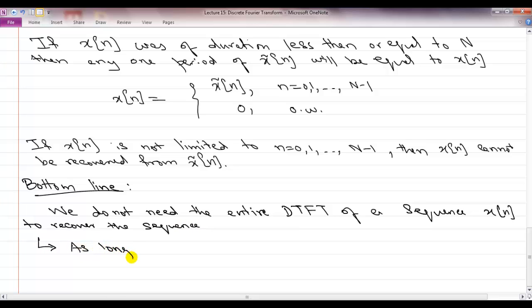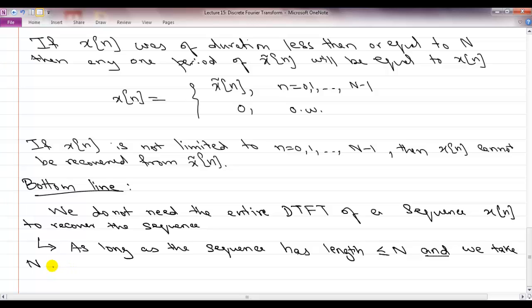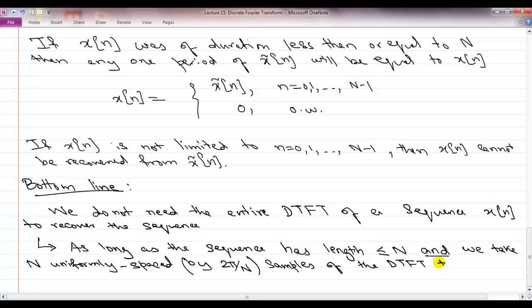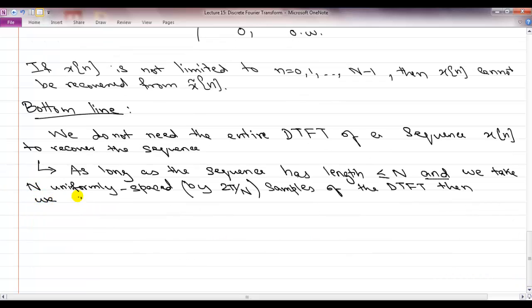As long as the sequence has length less than or equal to capital N, and we take N uniformly spaced samples of the DTFT, then we can recover our sequence. Now that is the key. You can't just take N samples of your DTFT, for example, by putting them all in the first quadrant. They have to be uniformly spaced by 2 pi over N.